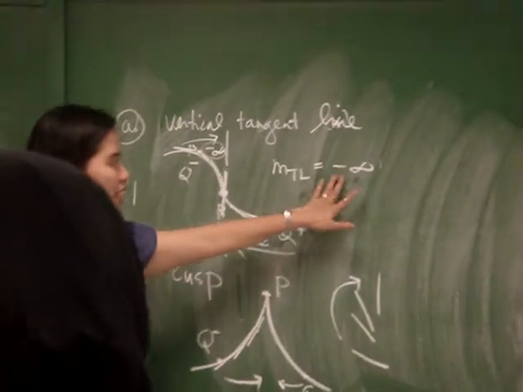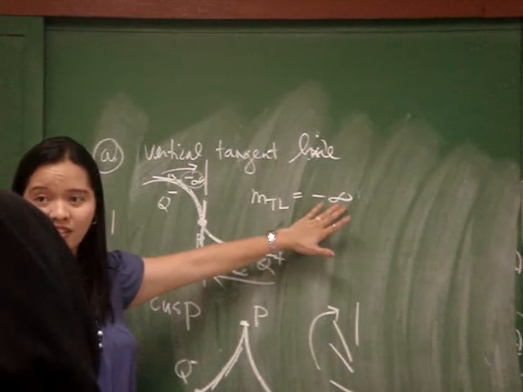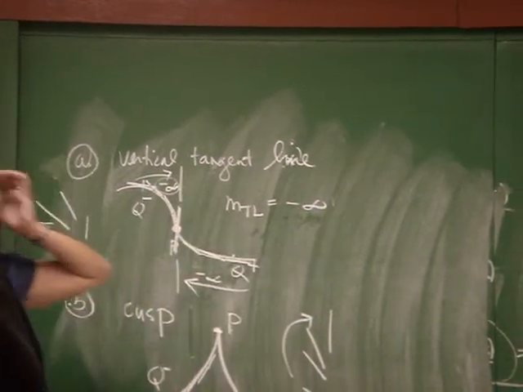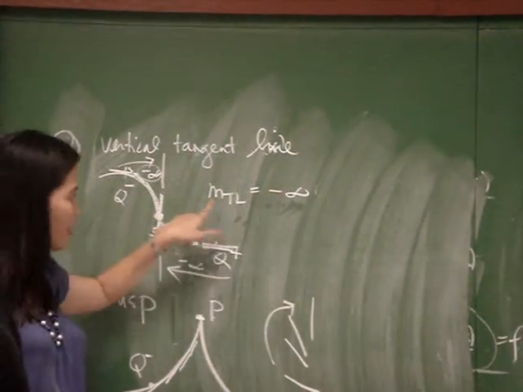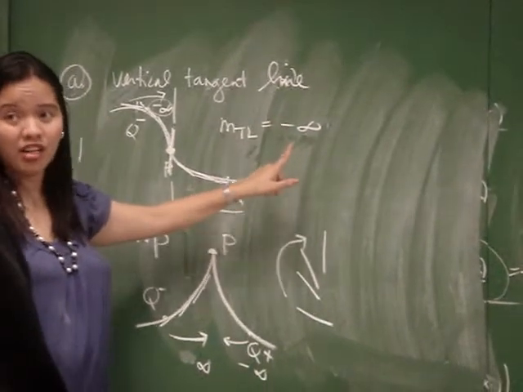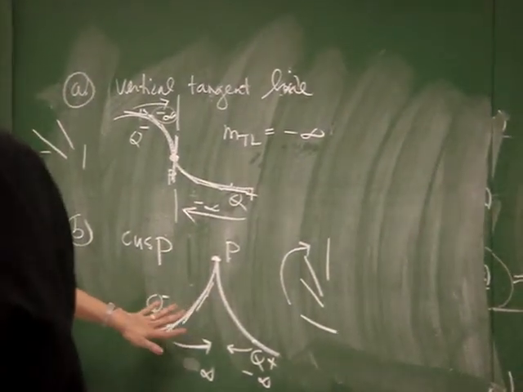Because the concept of negative infinity, right? This number is not defined. This number does not exist. Okay. So the derivative fails to exist if the slope of the tangent line is either positive or negative infinity. For this case, the slope of the tangent line does not exist.